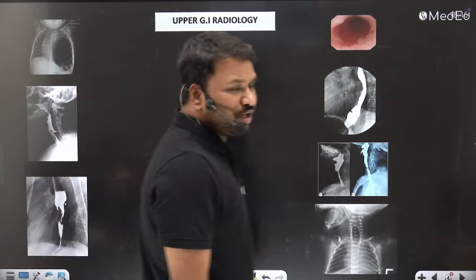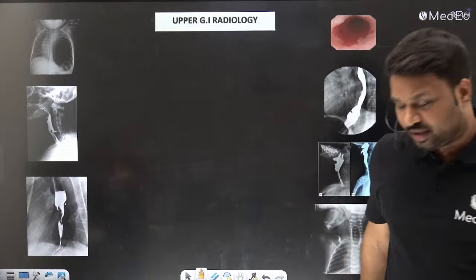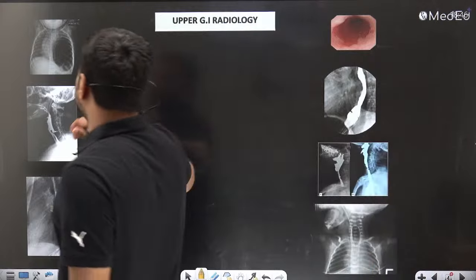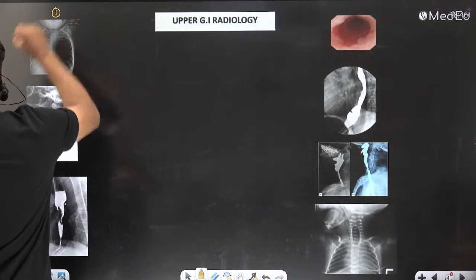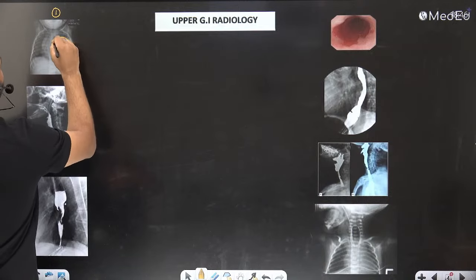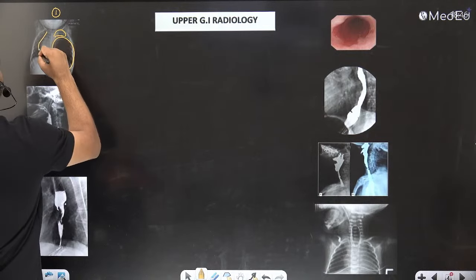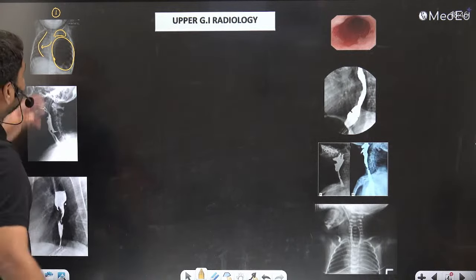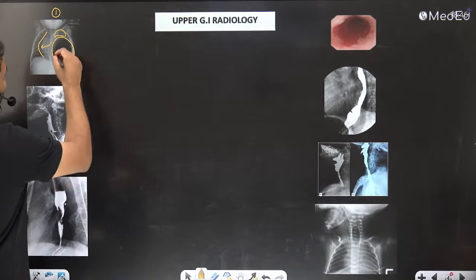Now this is the GI radiology of your upper GI system. Now the first one that you can see, this is a neonate, right? What do you see here? You see a massive air bubble in the thoracic cavity. You see the lung is getting compressed. The heart has been pushed onto the other side.